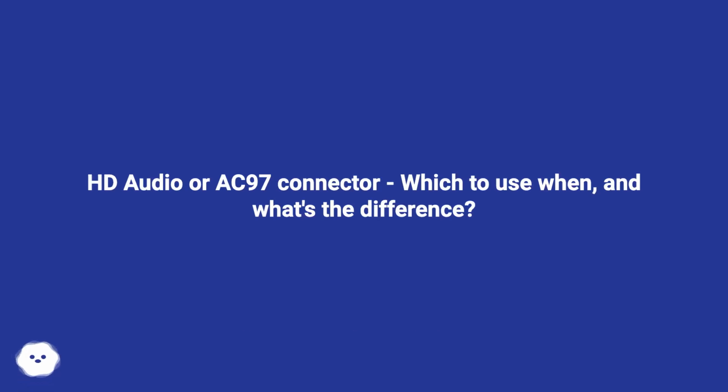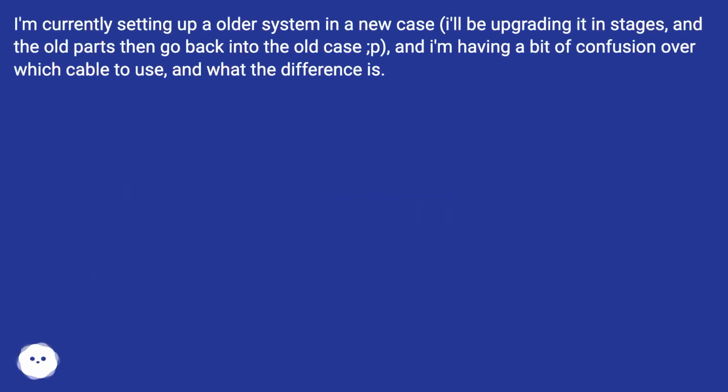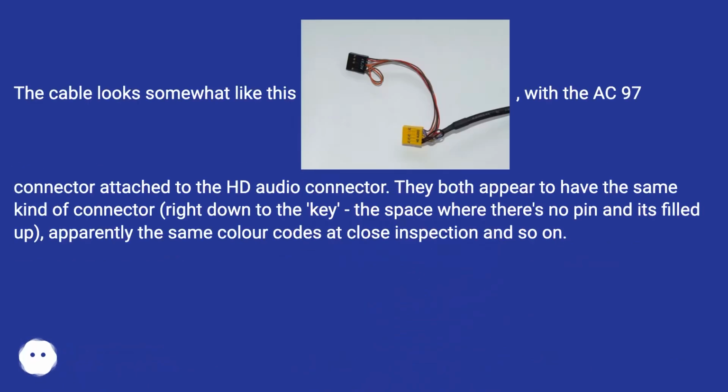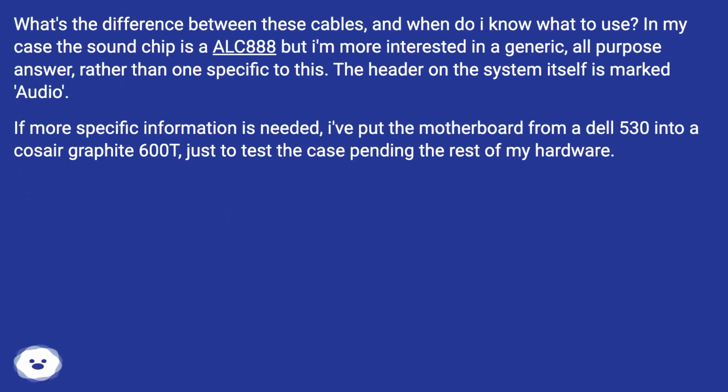HD audio or AC97 connector, which to use when, and what's the difference? I'm currently setting up an older system in a new case. I'll be upgrading it in stages, and the old parts then go back into the old case, and I'm having a bit of confusion over which cable to use, and what the difference is. What's the difference between these cables, and when do I know what to use?